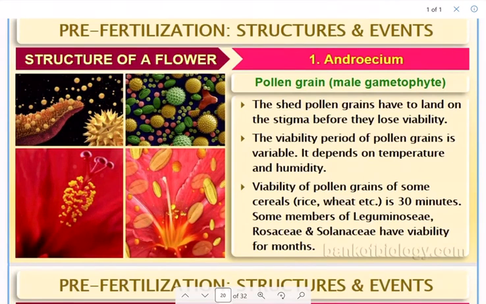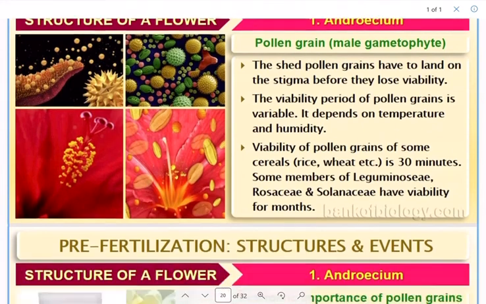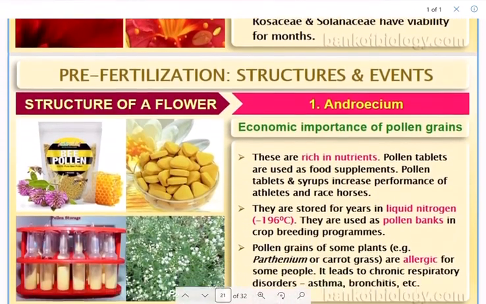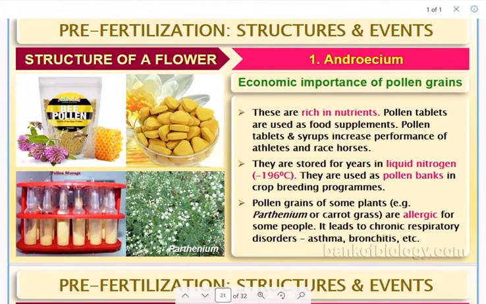So shed pollen grains have to land on the stigma before they lose viability. So all the pollen grains that are dehisced will have to come and place themselves on the stigma. The viability period of pollen grain is variable. It depends on temperature, humidity, so many environmental factors that will decide the very existence and survival of pollen grain. Viability of pollen grains of some cereals like rice, wheat is just 30 minutes. Some members of Leguminosae, Rosaceae, Solanaceae, that is the brinjal tomato family, have months of viability.